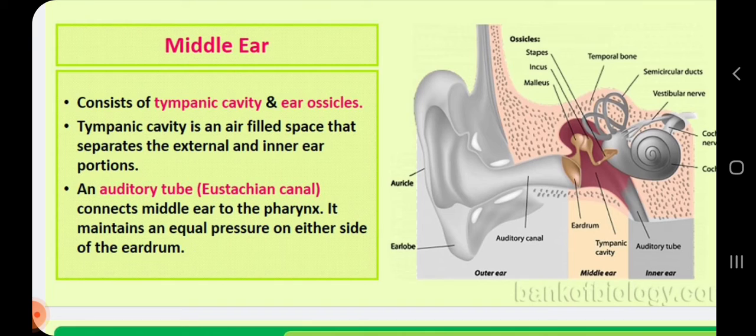Okay, so I mentioned the tympanic cavity. So what is this tympanic cavity? Tympanic cavity is an air filled space that separates the external ear and the inner ear parts.